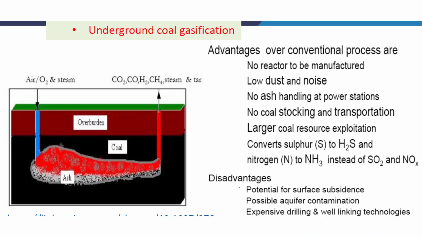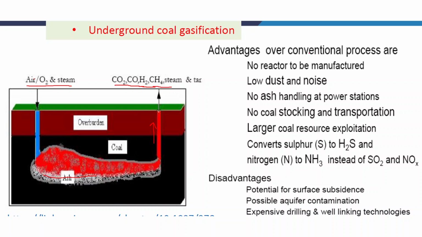One another technique is underground coal gasification. What happens in this is we don't require any external reactors or anything. We introduce air or oxygen and steam into the underground coal seam, where coal is present. When we introduce this air, oxygen, and steam here, ash formation takes place, and moreover syngas formation takes place, which goes up through this, and we can get various gases such as CO2, carbon monoxide, hydrogen, methane, steam, etc.